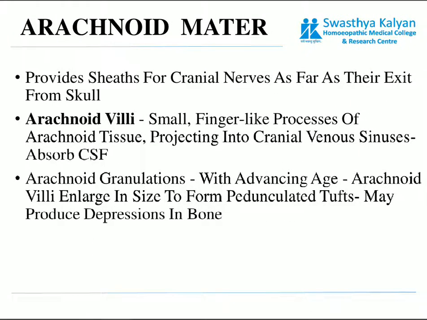The arachnoid mater functions to provide sheaths for the cranial nerves as far as their exit from the skull. It also gives rise to the arachnoid villi, the finger-like processes. They take origin from the arachnoid tissue and project into the cranial venous sinuses. They help in the absorption of CSF from the subarachnoid space. So the arachnoid villi carry the CSF from the subarachnoid space, and it reaches the bloodstream.